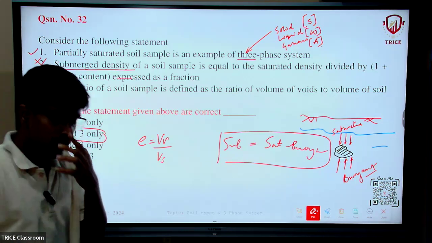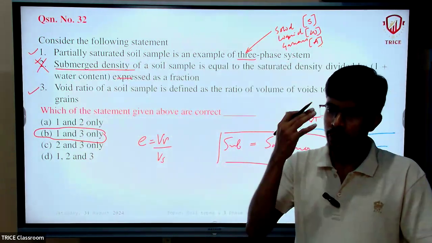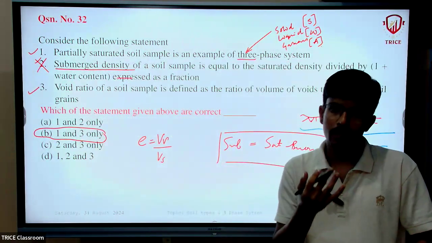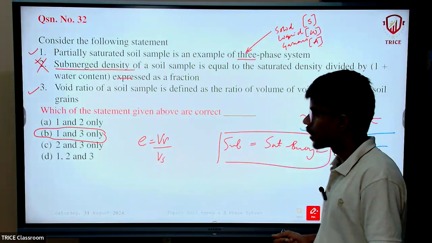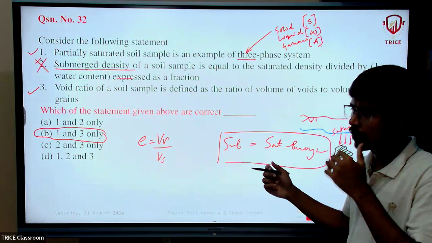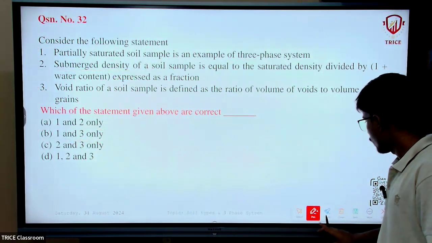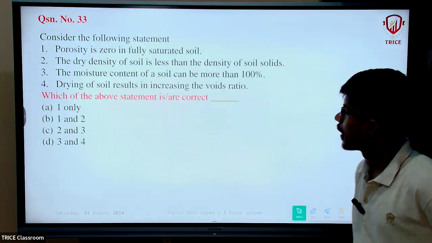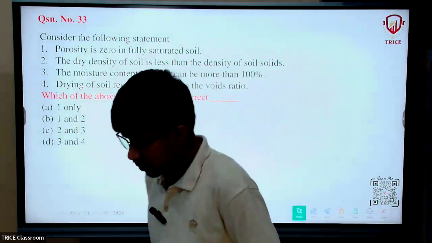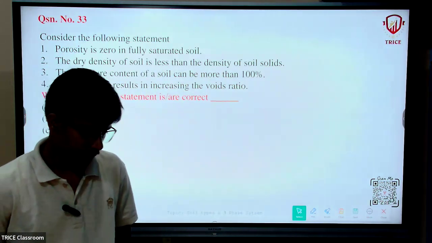Right. So submerged density is always the difference between the saturated and the buoyant, or we can say the pore water pressure or water density. Then void ratio should be defined as the ratio of volume of voids by volume of solids. Okay, I will stop at this stage. If you have any doubts, please ask.